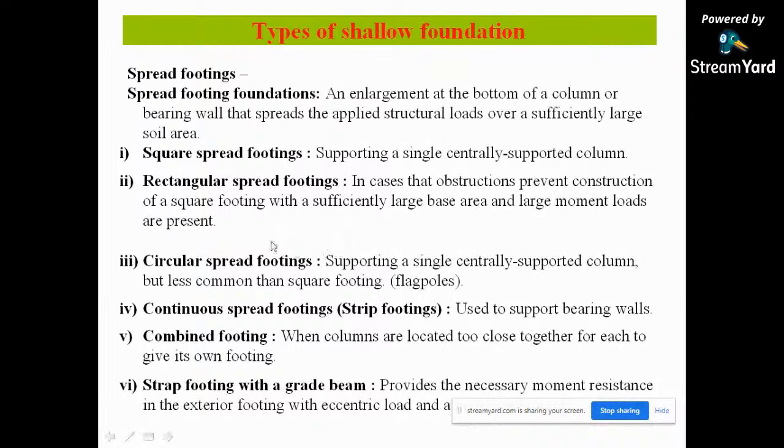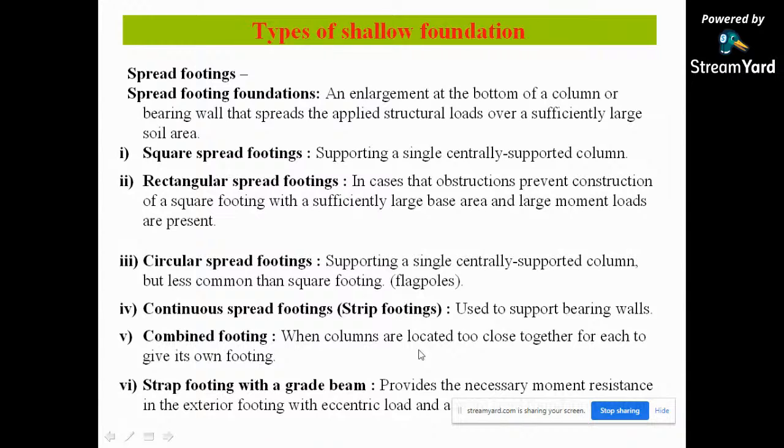you have to consider the two columns with a single footing, that is known as your rectangular footing. Circular spread footing supports a single centrally supported column but is less common than square footing, for example for flagpoles. Instead of a square, it will have a diameter that will sufficiently support your column and transfer the load to the soil.